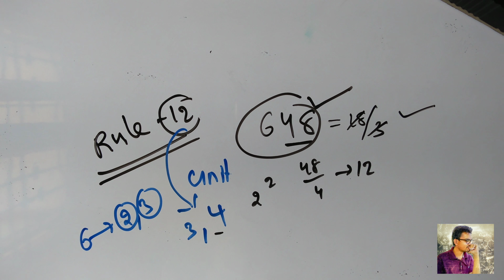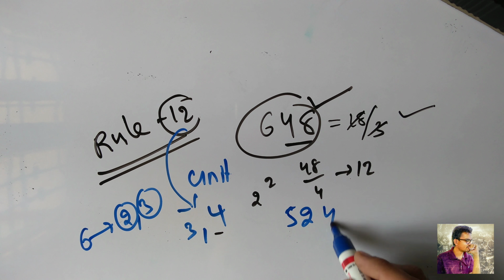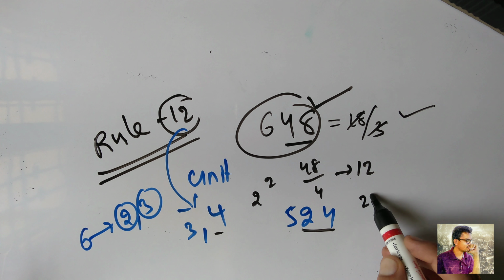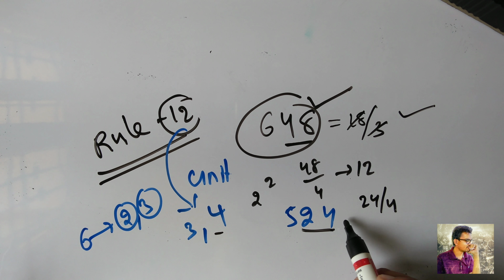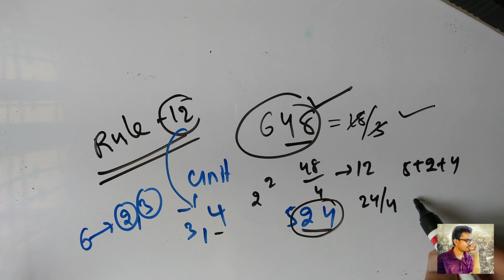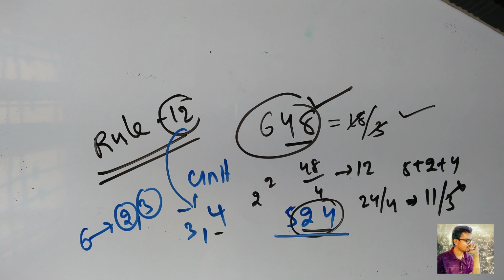Similarly, let me take one more example, that is 524. It is divisible by 4, since the last two digits, 24, are divisible by 4. But let me check for 3, that is 5 plus 2 plus 4. That is 11, which is not divisible by 3. So 524 will not be divisible by 12.